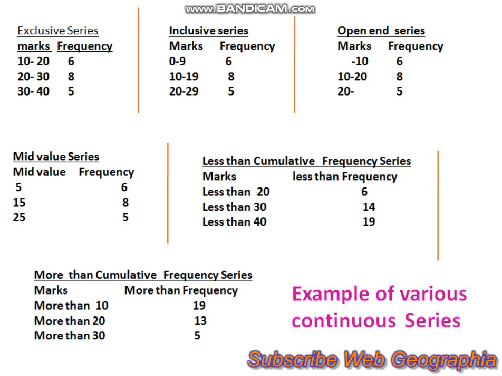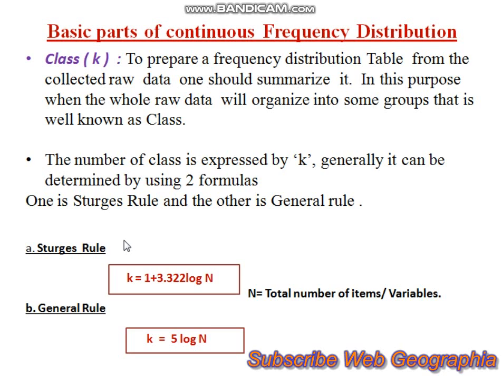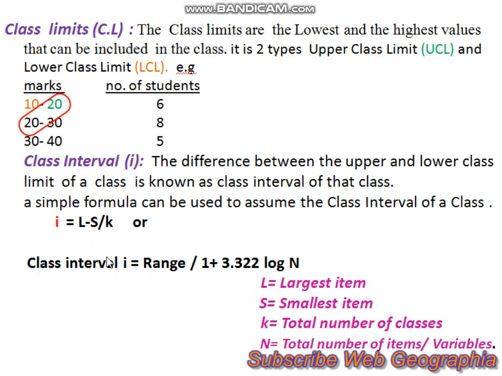There is a formula to find out the class, and the formula is Sturges' rule and the general rule. If we follow Sturges' rule, then the formula is k equals 1 plus 3.322 log n, where n is the total number of items or total number of variables. So in this way you can easily find out the total number of classes or groups. Another formula is the general rule, which you can also follow to find the class. Here I am showing you the class limit. These are the class limits, that means 10 and 20. This is the lower limit, this one is the upper limit.